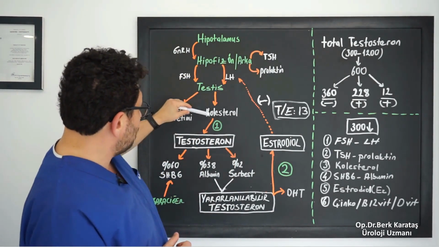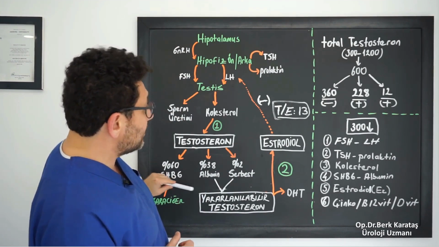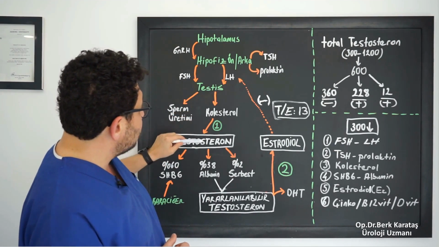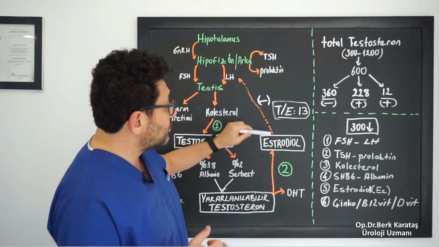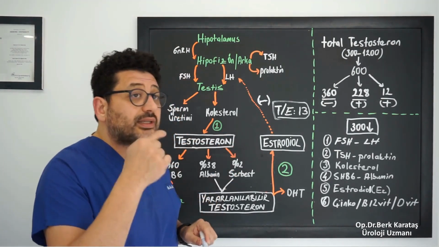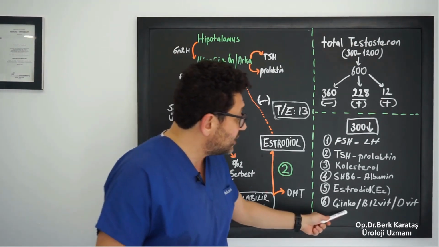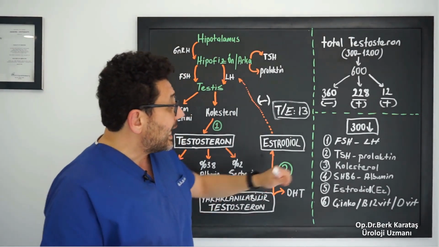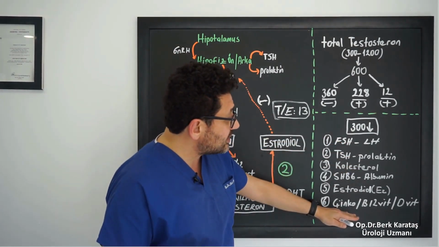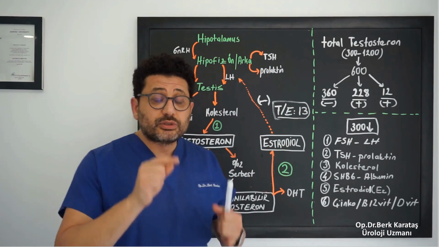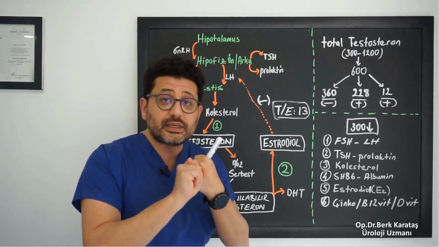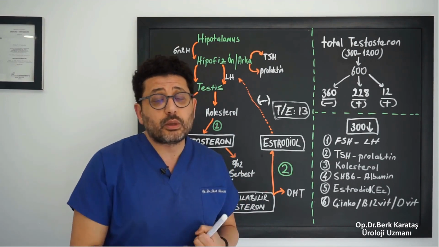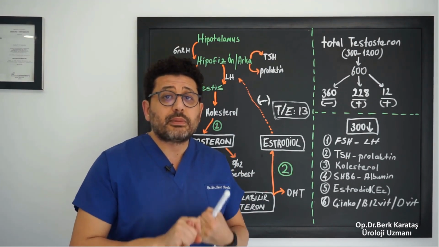It is very important to know prolactin, cholesterol level, sex hormone binding globulin, albumin level and zinc, B12 and D vitamins that can increase or decrease the conversion of cholesterol to testosterone and the conversion of testosterone to estrogen. If you're not looking into these, then it means you don't know your actual testosterone levels. And there's a high probability that you're getting the wrong treatment.